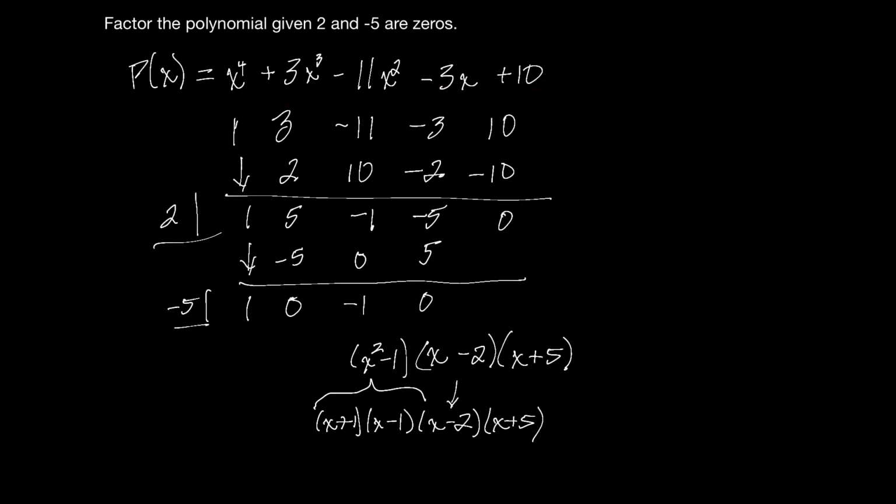So the trick is going to be coming up in a future lesson when we are not given 2 and we are not given -5. How do we know what to put here? So that's going to be the trick.